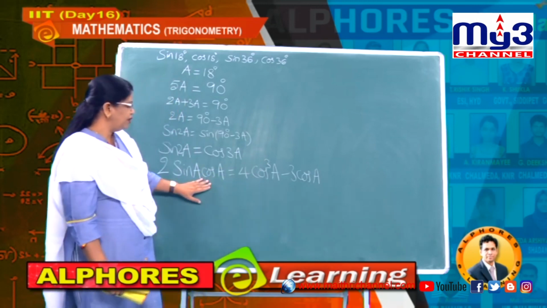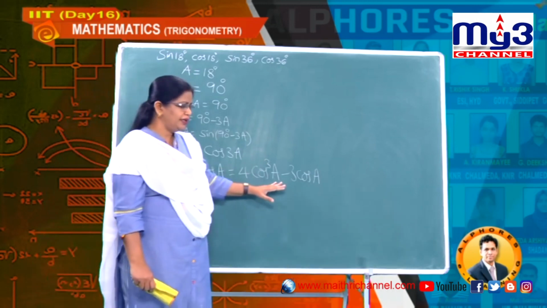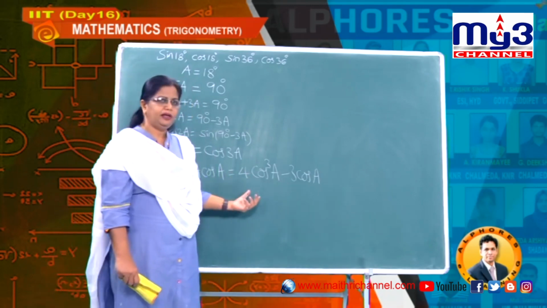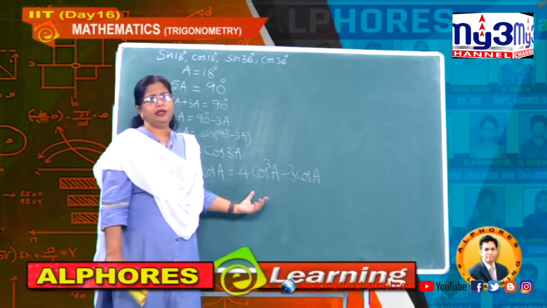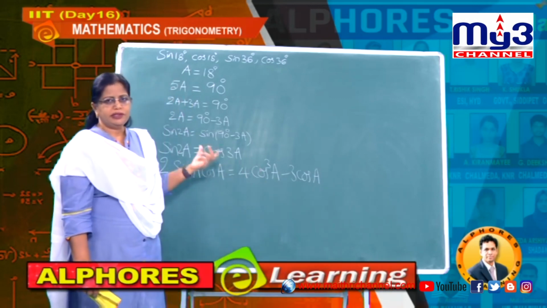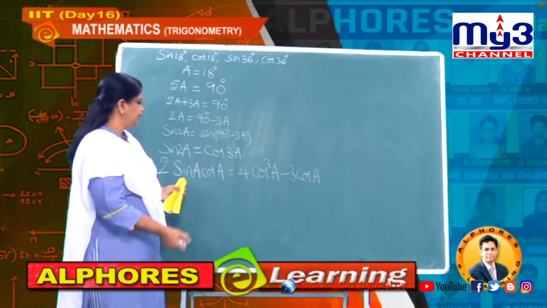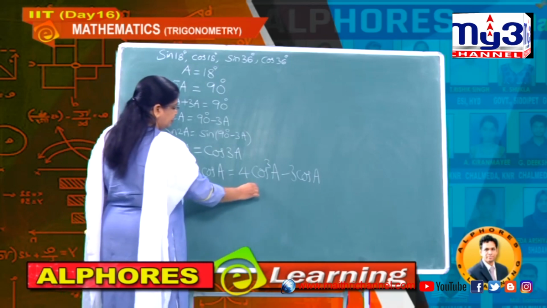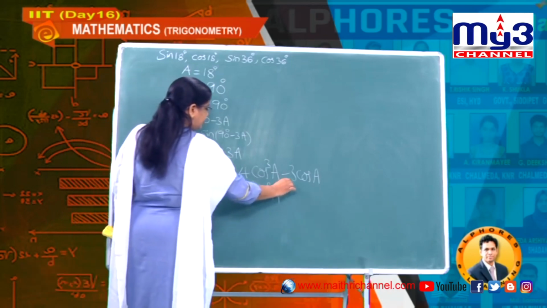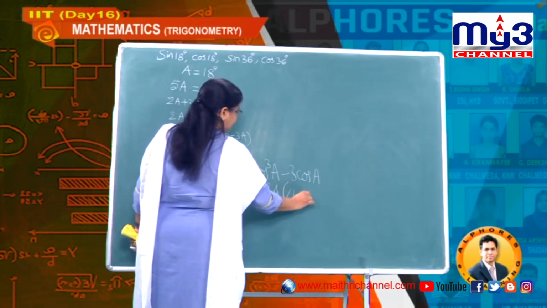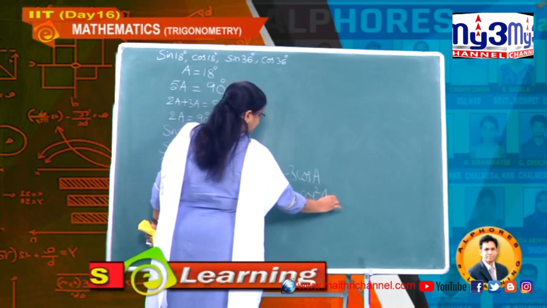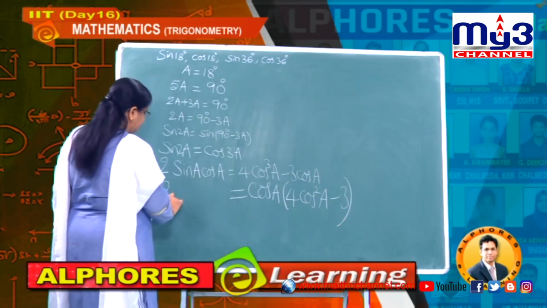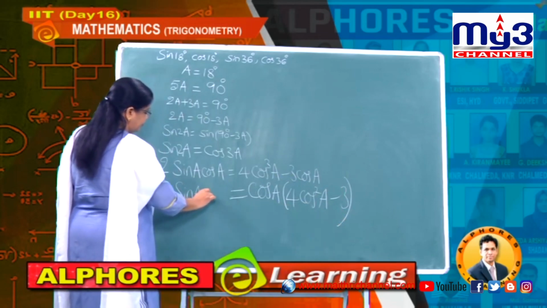Now what is the common value? Cos A here, and here also cos A. Whenever you are doing big problems, in the middle you should always check whether any common term exists or not. That is very important. If I take cos A common, then this side you have 4 cos square A minus 3, and this side you have 2 times sin A cos A.